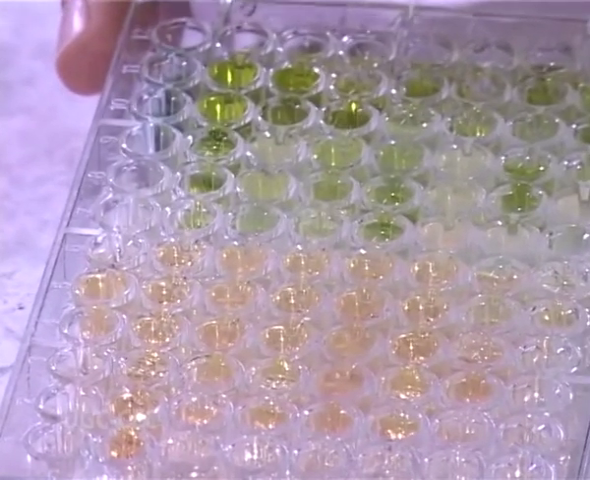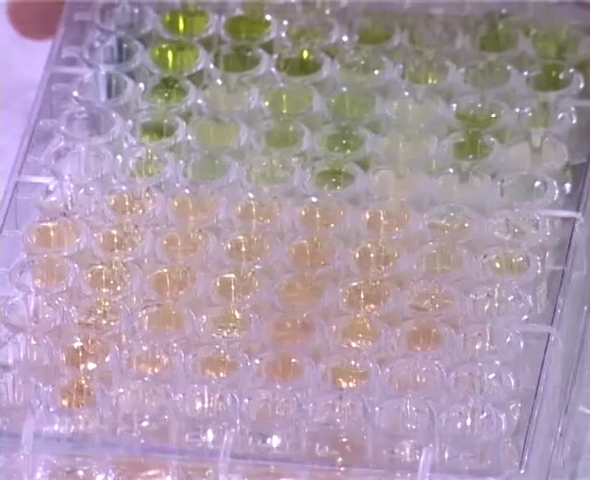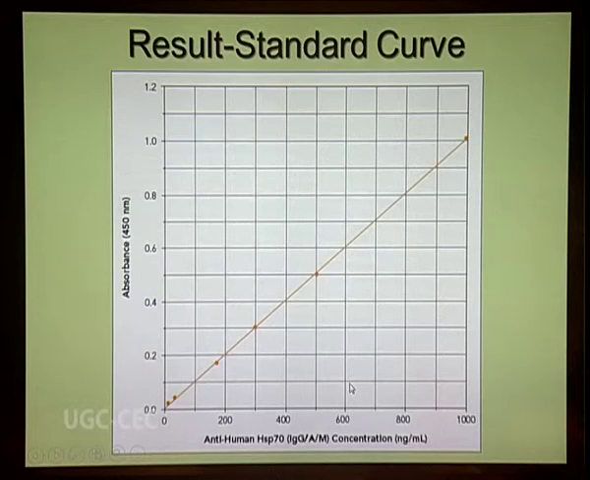Then we have to measure the intensity of each well through an ELISA reader, and we will plot the standard antigen values with their corresponding absorbance values. Then we plot a standard curve. Each time we do an ELISA, we have to draw a standard curve, and from the standard curve we can find out the concentration of the antigen present in our sample.